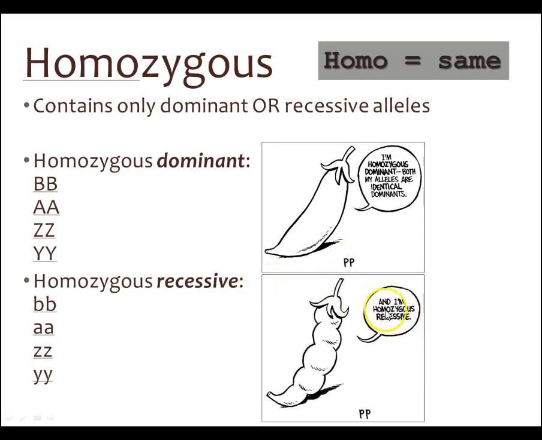Homozygous recessive is going to be the same. They are identical, but in this case, they are the recessive ones. Little b, little b. Little a, little a. Little z, little z. Little y, little y. These are homozygous recessive. These are homozygous dominant.